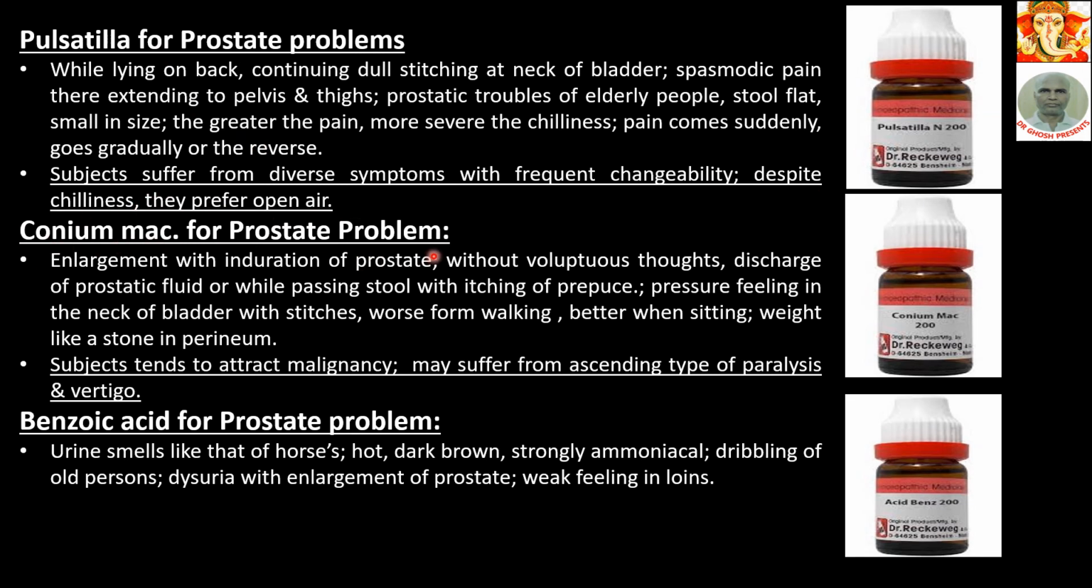Conium maculatum for prostate problem. Enlargement with induration of prostate without voluptuous thoughts, discharge of prostatic fluid while passing stool with itching of prepuce. Prepuce means just orifice of the urethra. Pressure feeling in the neck of bladder with stitches. Worse from walking, better when sitting, weight like a stone in the perineum. Subjects tend to attract malignancy. Conium is a good medicine for malignant cases. May suffer from ascending type of paralysis and vertigo.